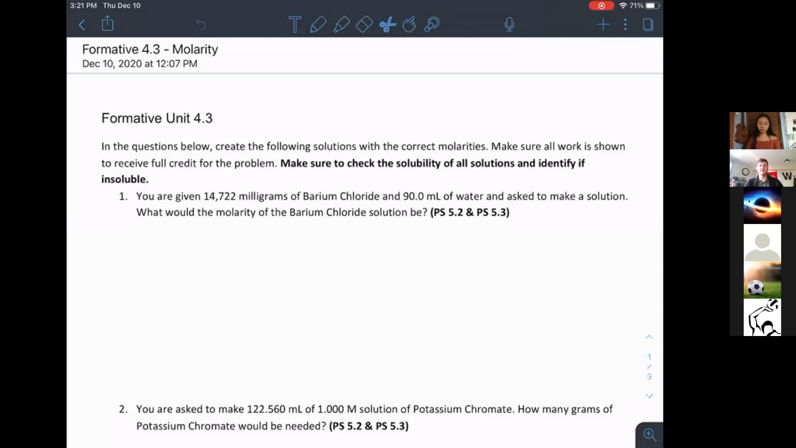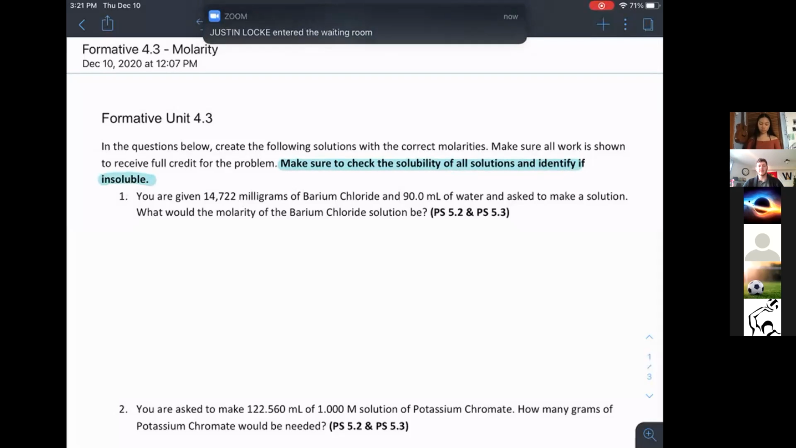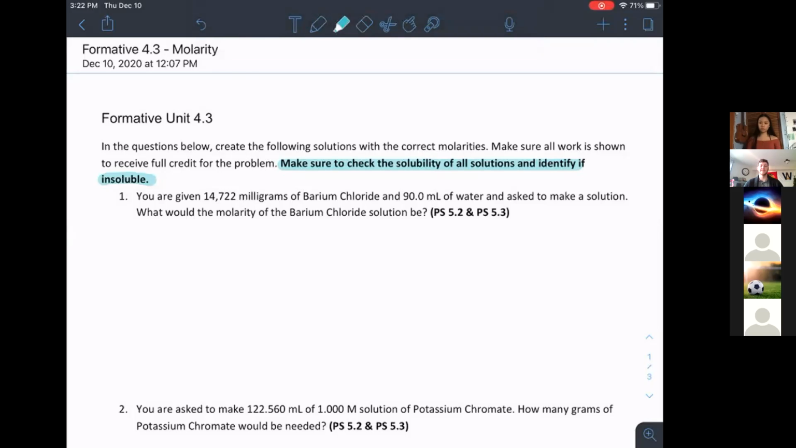So the formative was on 4.3, so it was mostly molarity, but for every problem you also need to make sure you are checking to see if the solutions are soluble or insoluble. If the solution's insoluble, you can stop right there. Don't worry about it. Ignore it. Say it's insoluble, and then you are done. There's no math involved. As soon as you see that it's insoluble, you are done with that problem.